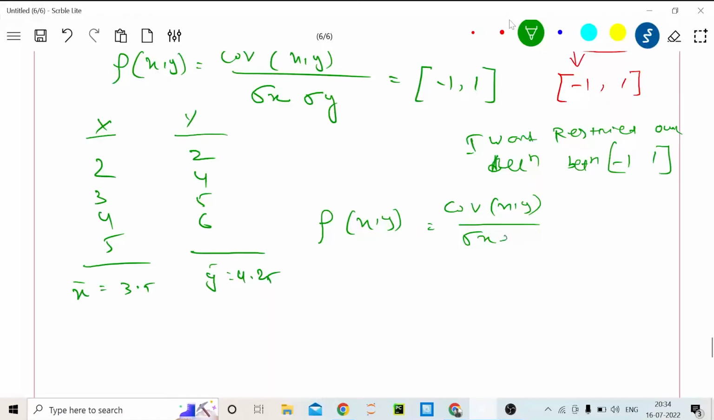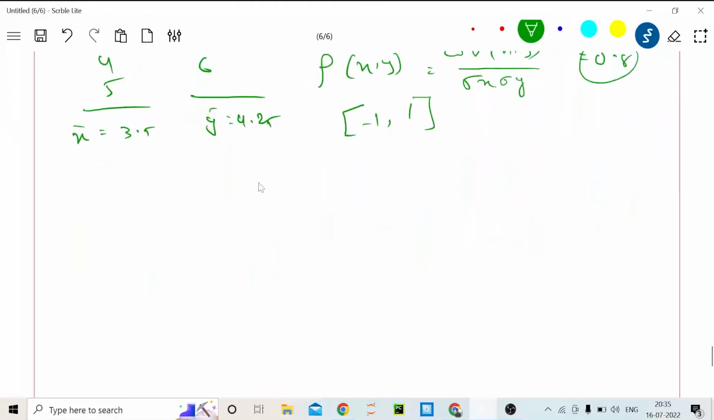After this formula, you will get a value, maybe something like 0.8. I just took the value randomly because it would take a lot of time to calculate the covariance, and after that the standard deviation of x and standard deviation of y. But in Python or in machine learning, it's just a line of code. When you apply the code on the data set, in a fraction of a second you will get the result, the correlation coefficient. In this case, our value is restricted to -1 to +1.